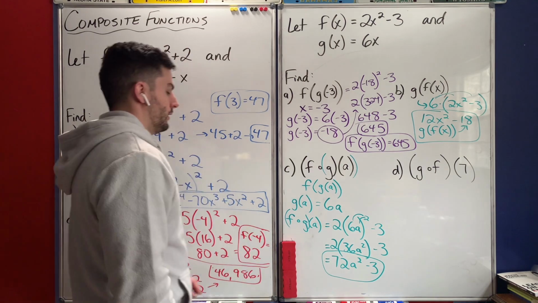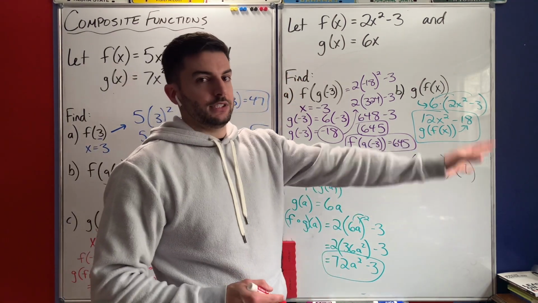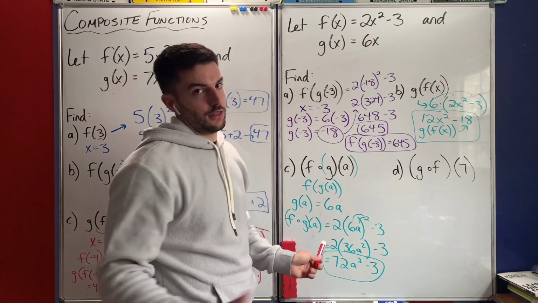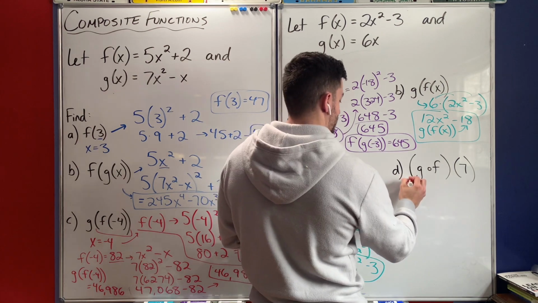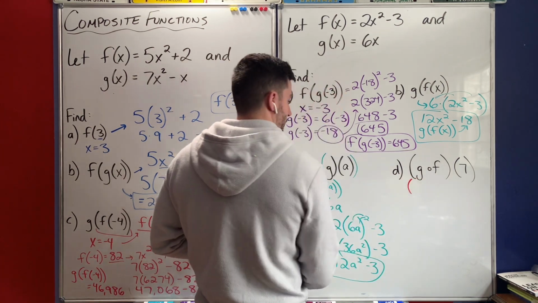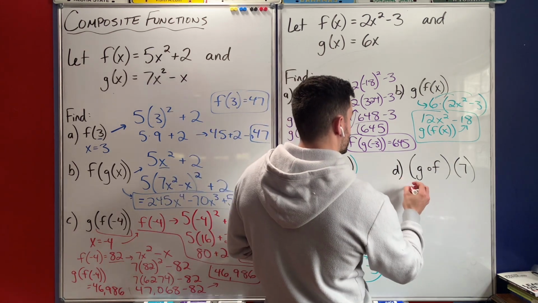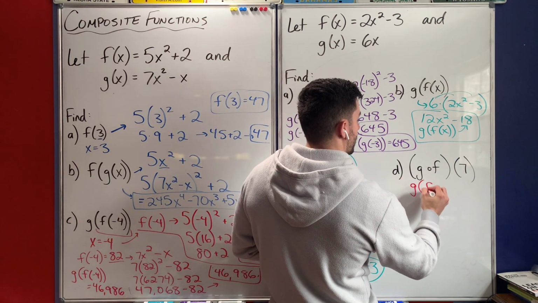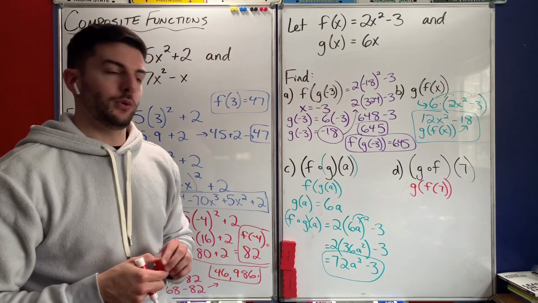So now lastly here for letter D, okay, I have g of f of 7. And again, they give you this other notation. It helps to rewrite it first to do with whichever one you're more comfortable with. So I like the other one because I like that inside out rule. It helps me to do this stuff. So g of f of 7. This letter D is equivalent to that.